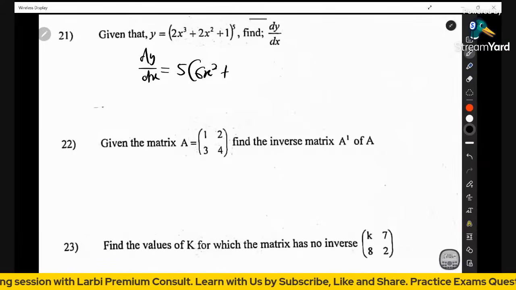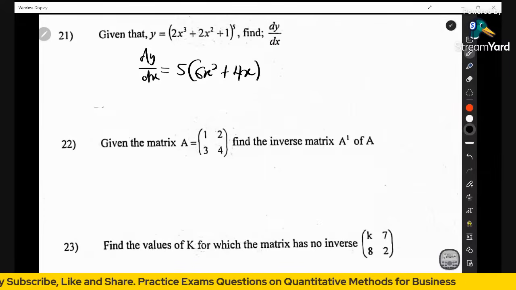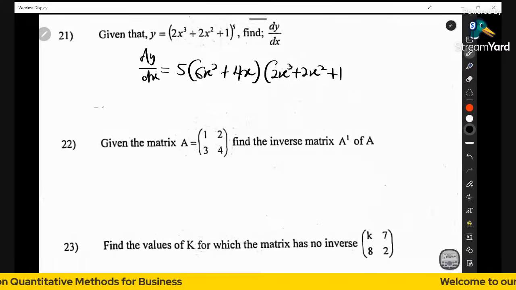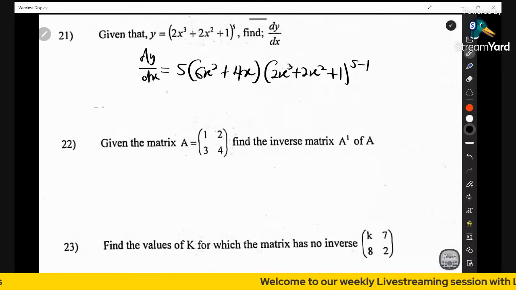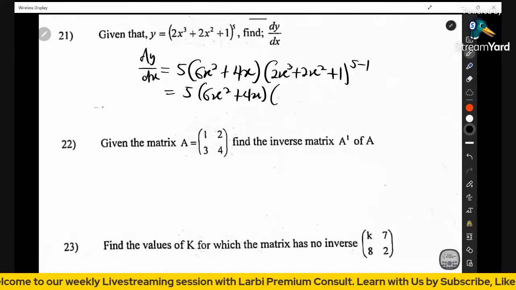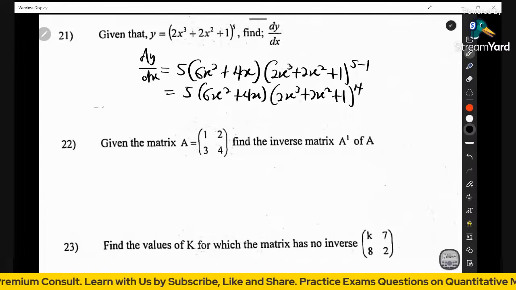2x squared will fetch me 4x. Differential of 1 is going to result to 0, so I don't take that into consideration. After that, I'll repeat the whole function: 2x cube plus 2x squared plus 1, and I have my 5, subtract 1 from the 5. So at the end of the day, I can have 5 bracket 6x squared plus 4x into bracket 2x cube plus 2x squared plus 1 to the power of 4.